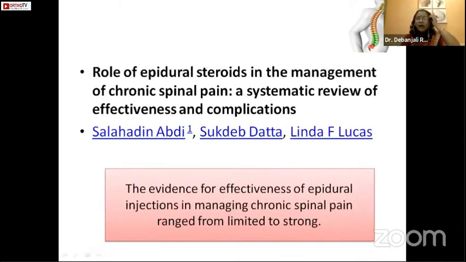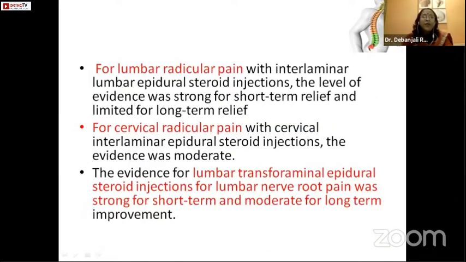Another study says that the evidence for effectiveness of epidural injections in managing chronic spinal pain ranges from limited to strong. They found that for lumbar radicular pain with interlaminar lumbar epidural steroid, the level of evidence was strong for short-term relief and limited for long-term. For cervical pain, the evidence was moderate, and the evidence for lumbar transforaminal epidural steroid injections for lumbar nerve root pain was strong for short-term and moderate for long-term improvement. So it has been found that the evidence for short-term relief is more than for long-term relief.